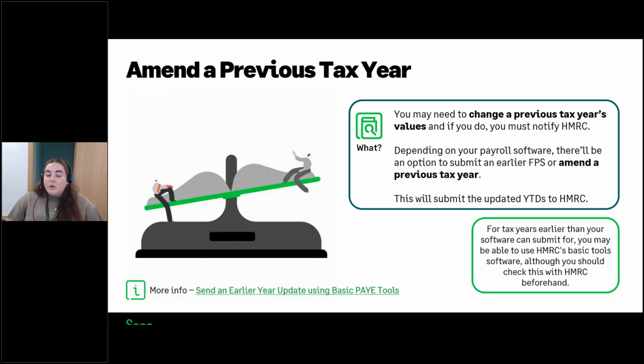Something to bear in mind though is that some providers are only able to submit these amendments for a few tax years earlier. So for any tax years earlier than your software can submit for, you will likely be able to use HMRC's Basic Tools software. I know this does allow you to submit for earlier tax years, but if you do need to use this, we of course would always encourage you to speak with HMRC first, just to see what's best for you to do in your scenario. But you are able to amend previous tax years if you've gone back to do any corrections.